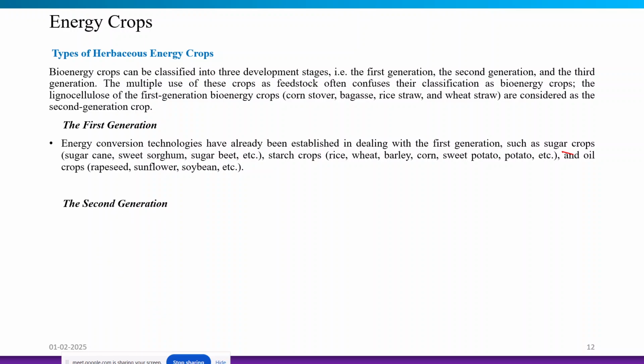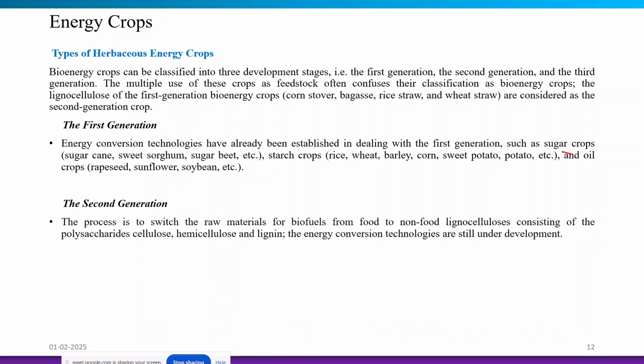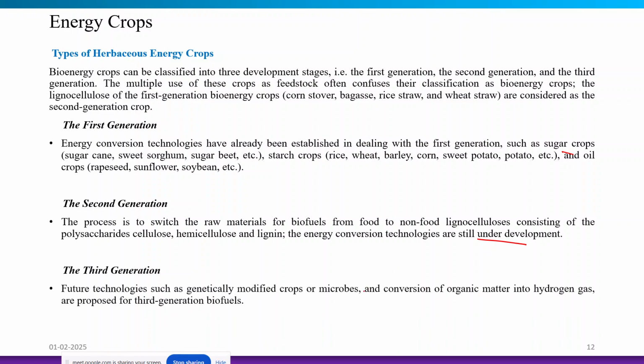The second generation herbaceous energy crops include the process in which the raw material for biofuel is switched from food to non-food lignocellulose, consisting of the polysaccharides cellulose, hemicellulose, and lignin. The energy conversion technologies are still under development. Those are second generation. And the third generation is future technologies such as genetically modified crops or genetically improved microbes, conversion of organic matter into hydrogen gas, which are being proposed as third generation biofuels.